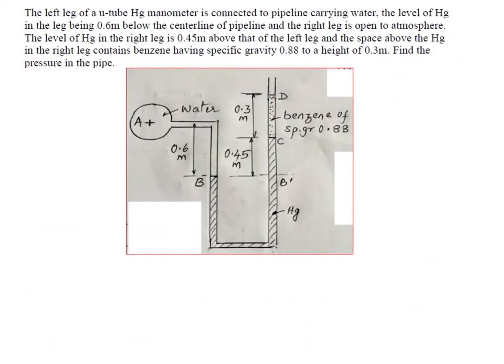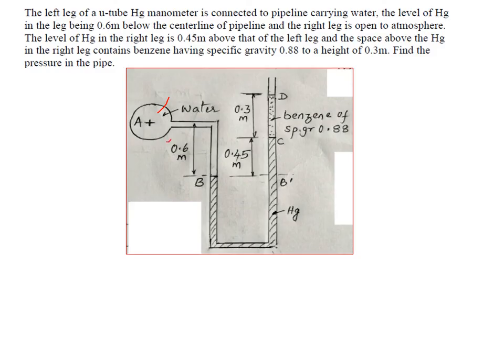And here again, in the left leg of the U-tube manometer connected to a pipeline, the water is there. The level of mercury in the leg is 0.6. When you expose it to the atmosphere, there will be no difference in the mercury level, but once you connect it, the mercury gets displaced. That's what is written here. Therefore, the level of mercury in the left limb is 0.6 meters below the center line of the pipe.